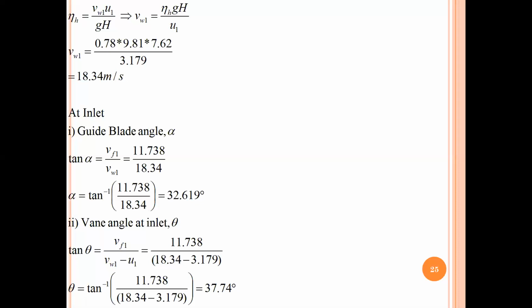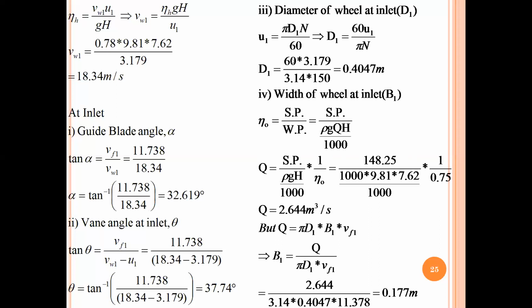Now next they've asked you the diameter of the wheel at inlet and the width of the wheel at inlet. Remember, for finding the diameter, we know there are two values for your velocity of vane or blade. The first we calculated with respect to the speed ratio. The other formula is your pi DN by 60. So we'll be making use of that for calculating the diameter of wheel at inlet. We know that U1 is equal to pi D1 N by 60. So I can calculate my D1 from there, 60 U1 by pi N.